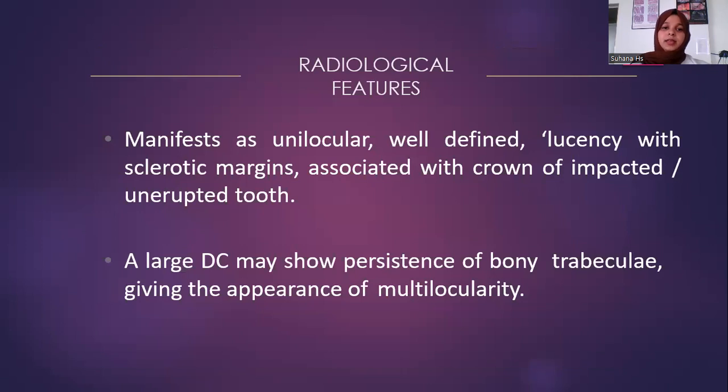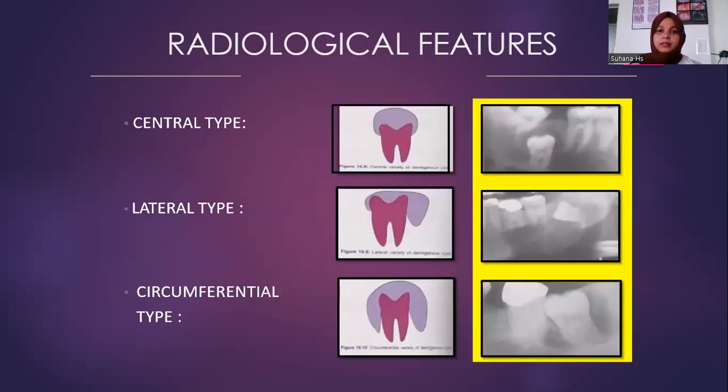The radiological features: mainly they show a unilocular, well-defined radiolucency with corticated margin, which is associated with the crown of an impacted or unerupted tooth. A large dentigerous cyst may show persistence of bony trabeculae and a multilocular appearance. Radiologically there are mainly three types: central type, lateral type, and circumferential type. In the central type, the crown of the unerupted tooth is attached to the neck of the tooth, in the lateral type there is a lateral attachment, and in the circumferential type the whole tooth will be covered.